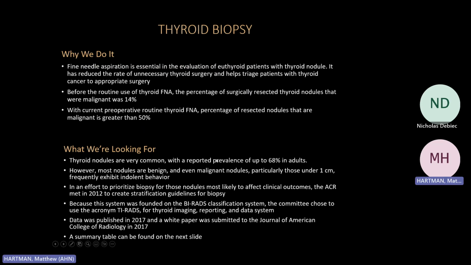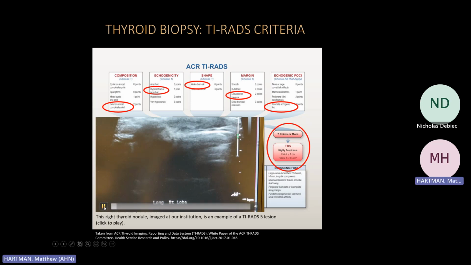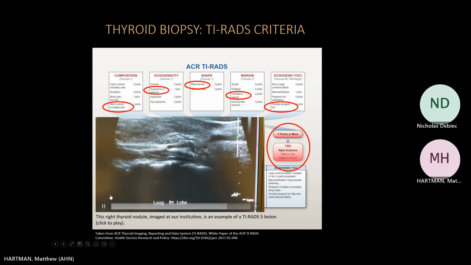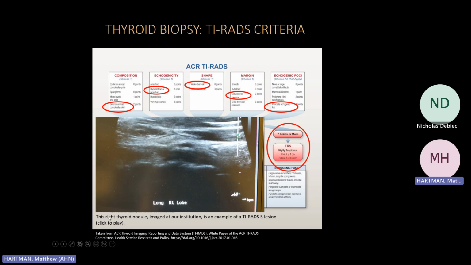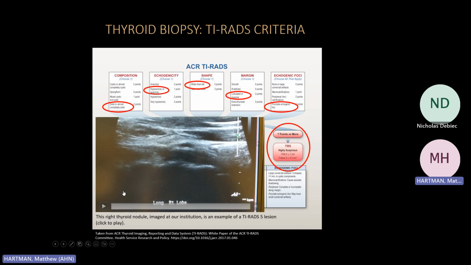Thyroid biopsies. Thyroid nodules are very common, and we are often asked to biopsy these. Do we biopsy all of them? No. We use the TI-RADS classification, very similar to the BI-RADS for breast, to decide which ones we're going to biopsy based on level of suspicion and size. Here's a thyroid nodule. You can see this got a TR5, highly suspicious. This is something we would want to biopsy.